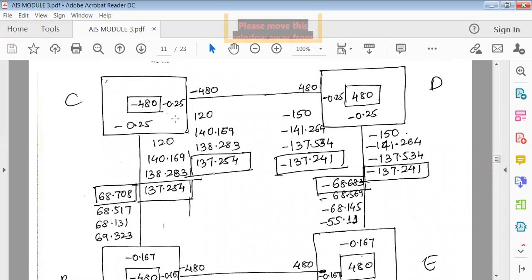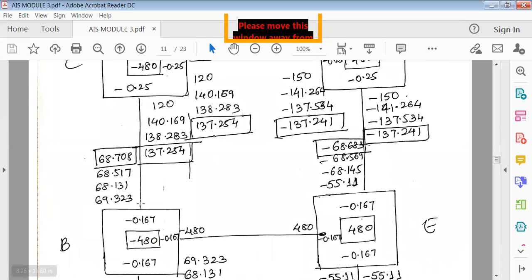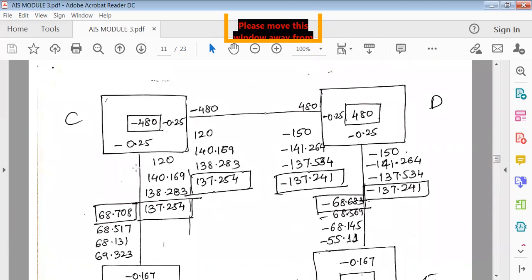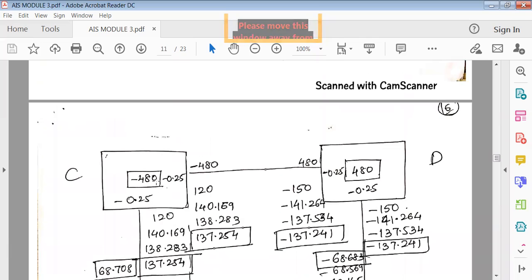Always start from the topmost joint. So here is the topmost joint. So it's minus 480. There is nothing here in this portion, so minus 480. If you have to add, C is the joint which connects CD and also CB. There's nothing here, so minus 480. There is nothing here, so it's minus 480. You have to write it here. Similarly here also.